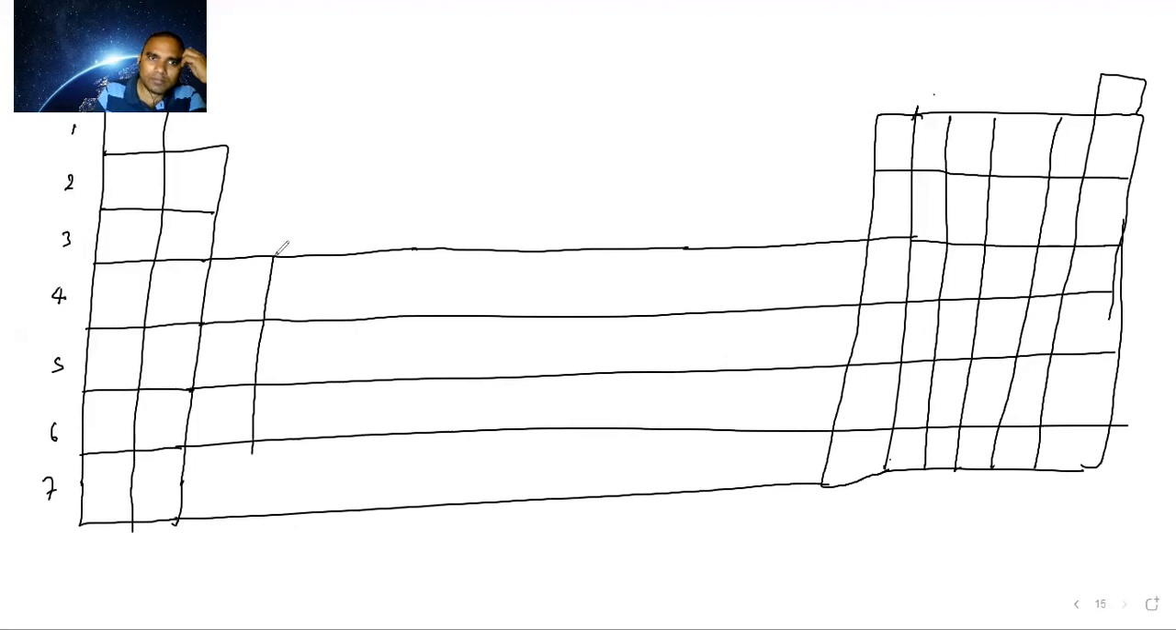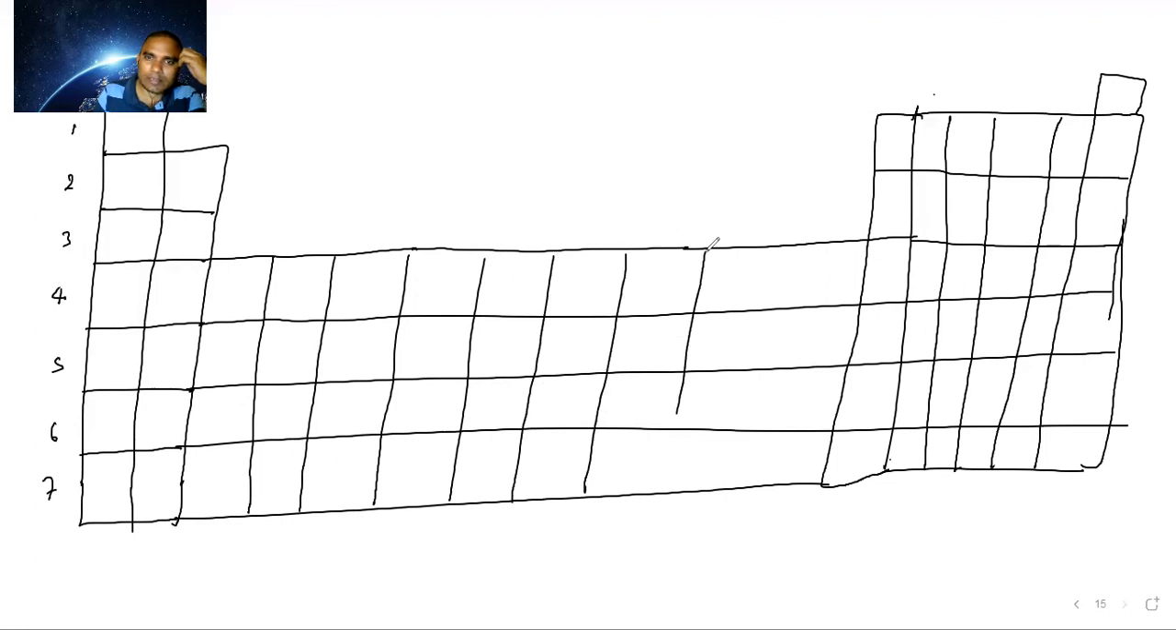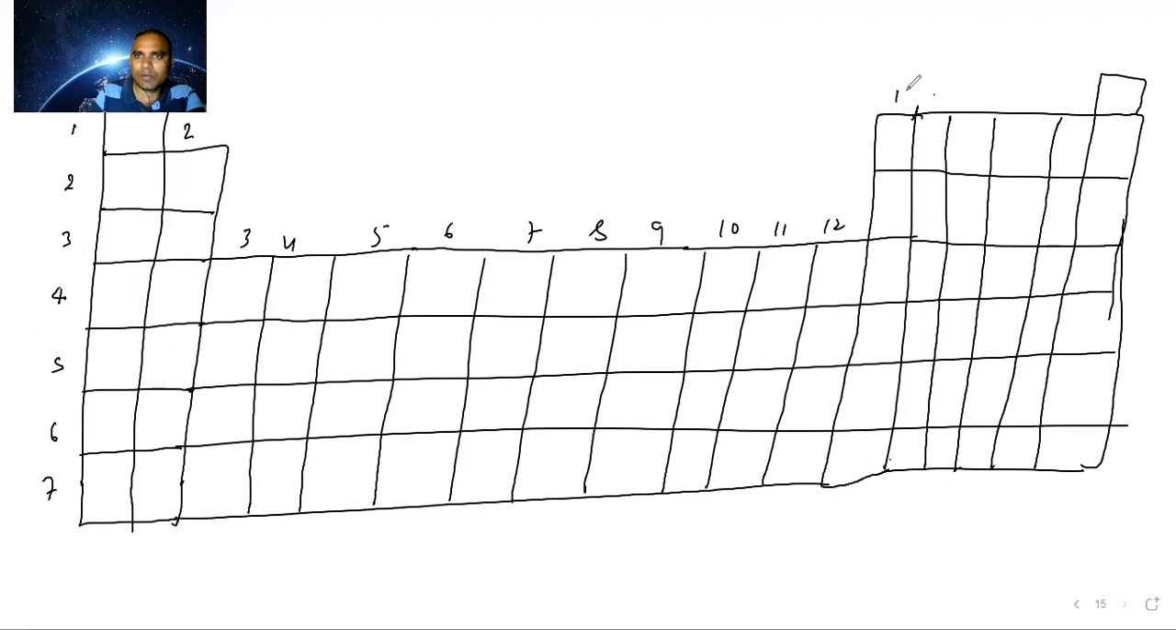Here you see 1. Here is going to be 2. This is going to be 3. This is going to be 4. This is the 5. This is the 6. There is 7, 8, 9, and 10. So here the group number is going to be 1. Here is 2, 3, 4, 5, 6, 7, 8, 9, 10, 11, 12, then 13, 14, 15, 16, 17, and 18.